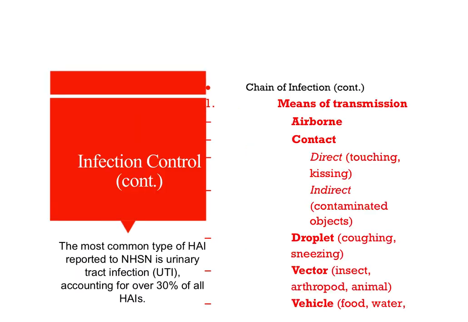Okay. And then we have our means of transmission. So it's left the reservoir, it's at the exit pathway. Now it has to get to where it wants to go. Okay. So that is the means of transmission. Means of transmission can be by airborne, by contact, by droplet, by vector, and by vehicle.